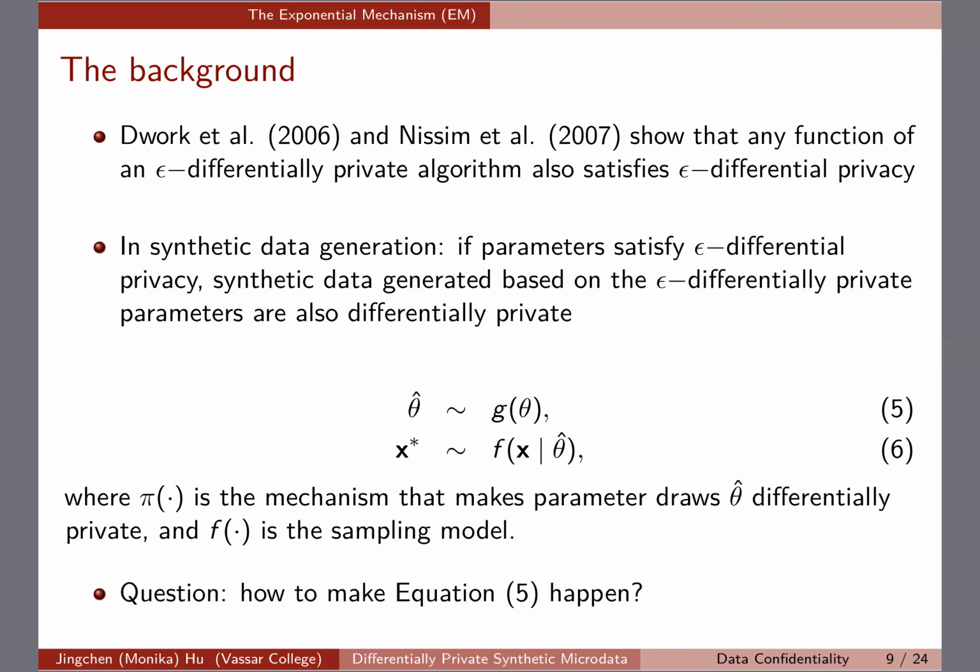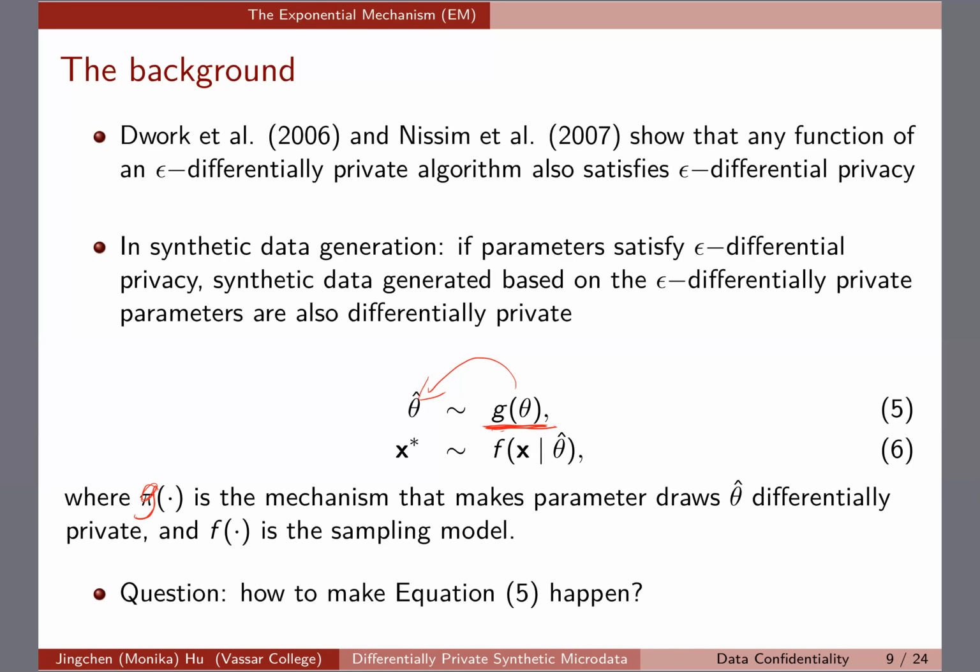Equations 5 and 6, I just put them together. Don't overread it too much. Think about this as G. I was trying to say that G is a mechanism that generates the parameters. We name them theta hat as the differentially private parameters. So G is the mechanism that makes the parameter draws theta hat differentially private, and then F is the sampling model.